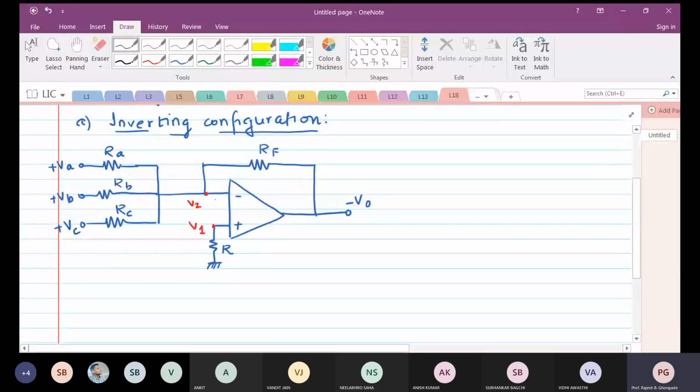Again, the current flowing inside the operational amplifier is the bias current, IB, and I'll call the current flowing through the feedback resistor IF. The current flowing through this resistor I'll mark as IA, this will be IB, and this will be IC.